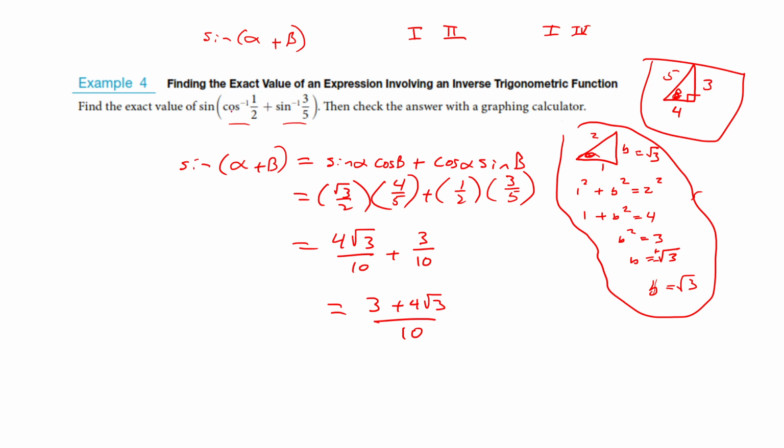So what we've done here is we made two triangles. We had some inverse functions, so we made their triangles, completed them, and that allowed us to find both the sine and cosine off of these triangles, fill them into our sum formula, and tidy it up, and we got it.